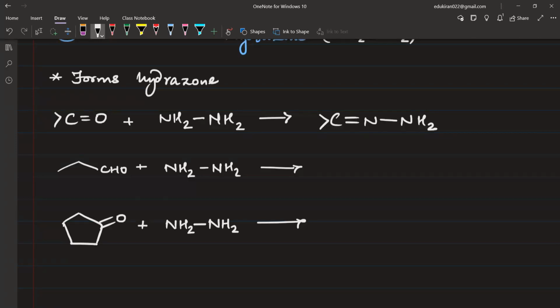Send your answers quickly, guys. If you are getting confused, just look at the number of carbon atoms that you have drawn. That should not be changed.